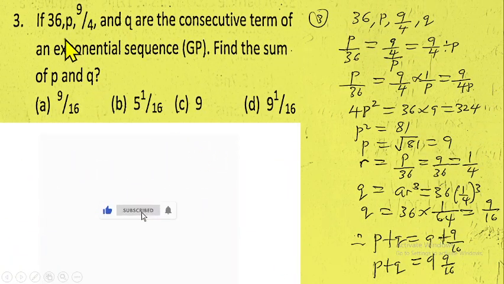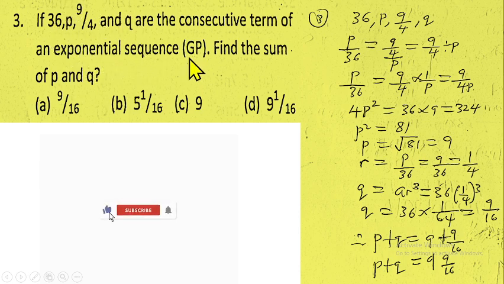Question number 3 is on sequence and series, and it's on exponential sequence, that is GP. You are told that if 36, p, 9 over 4, q are the consecutive terms of an exponential sequence GP, you have to find the sum of p and q. So that means we need to know the value of p and the value of q before we can sum them up.